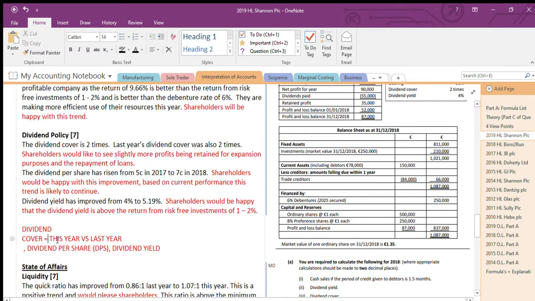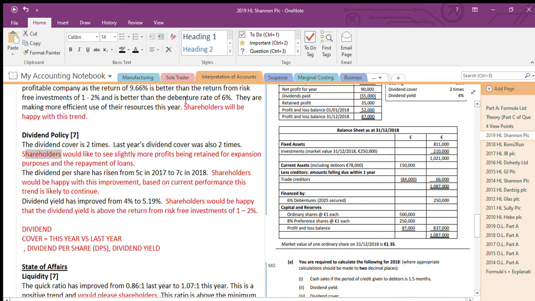So dividend cover, I'm writing this year versus last year, and I'm asking shareholders would like to see profits being retained for expansion purposes and repayments of loans. Dividend cover of 2 times is generally a good ratio, but it hasn't improved on last year, and I'm just saying that shareholders would like to see slightly more profits being retained for expansion. And this is your little story you're saying here.